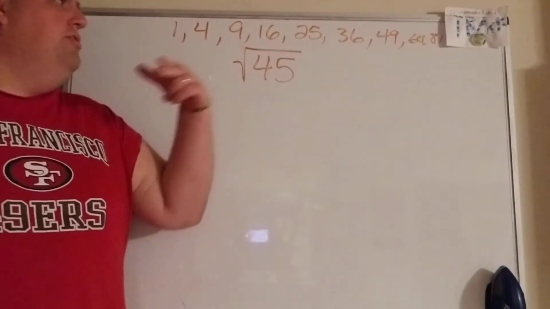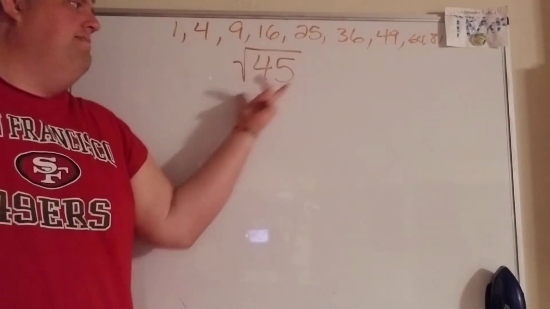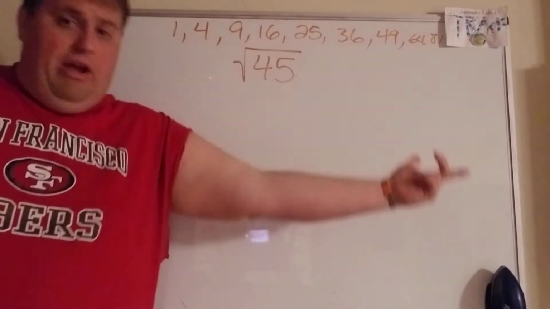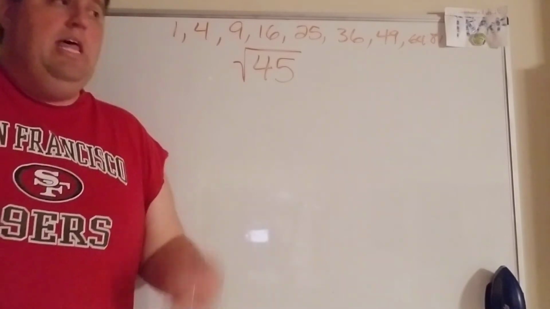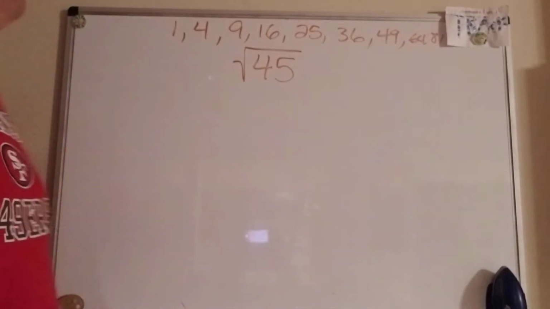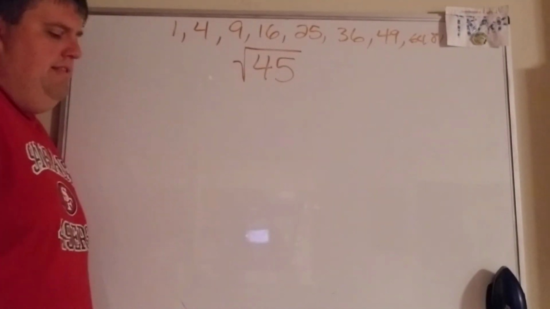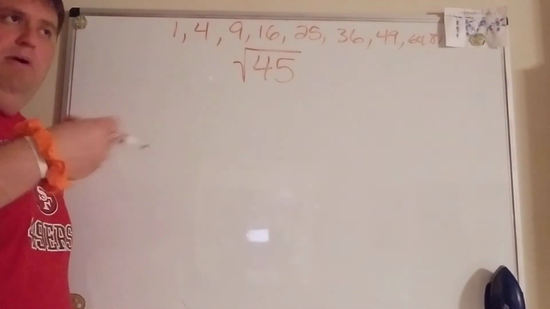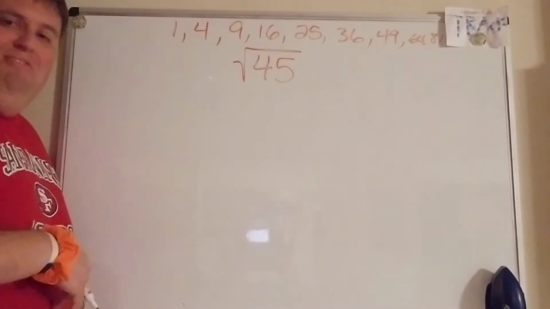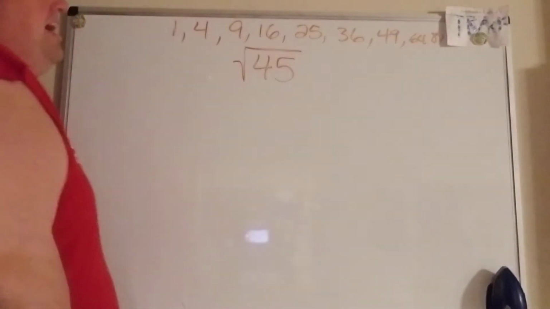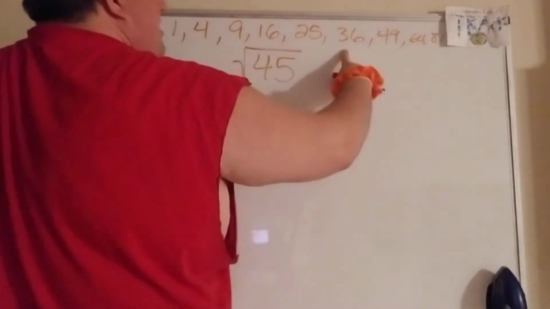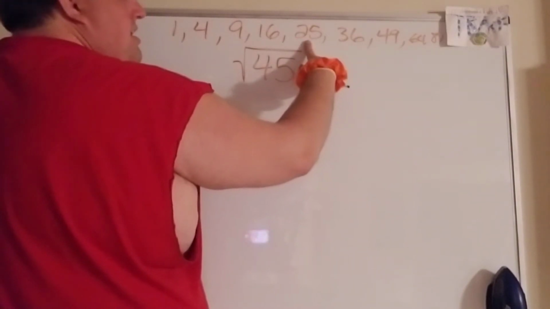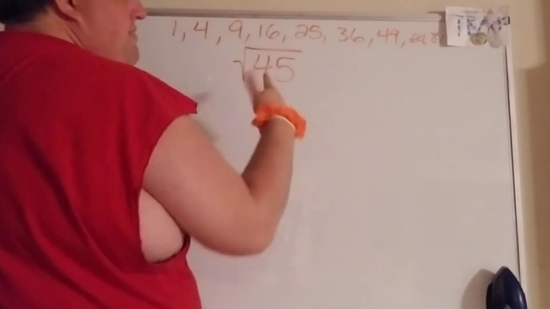But what we want to do is say, can I write 45 as one of these perfect squares times something? And preferably, you want to work with the highest one you can possibly get, because otherwise, you're going to have to do it twice, which you definitely don't want to do. So obviously, 36 times something is not going to get you 45. 25 times 2 is 50, no good.